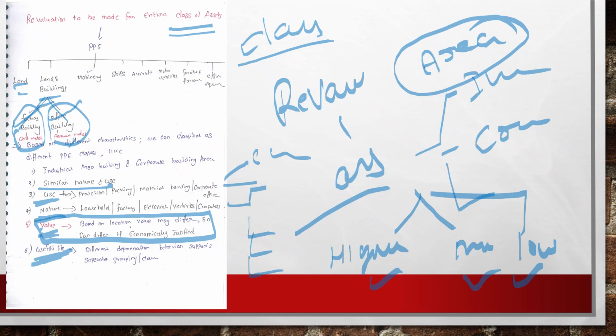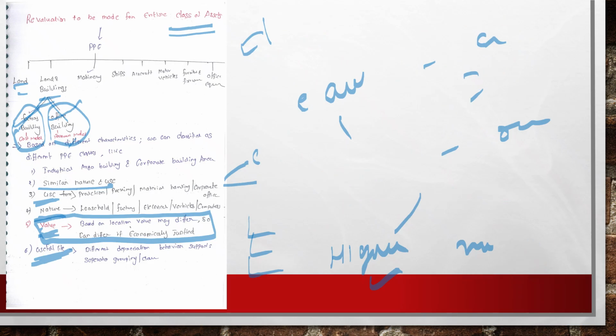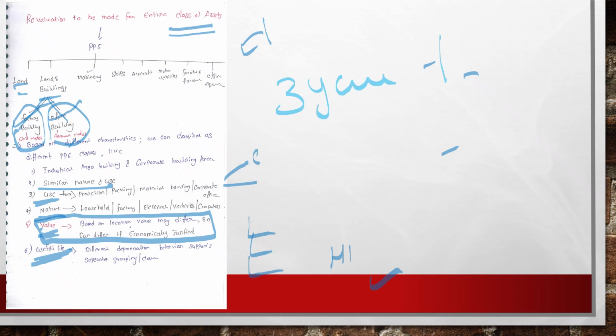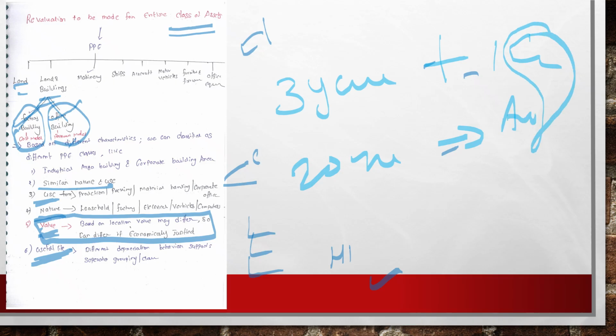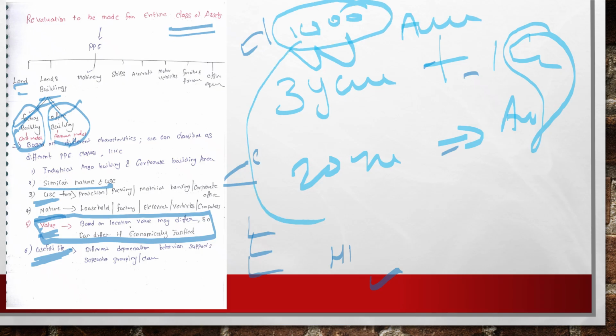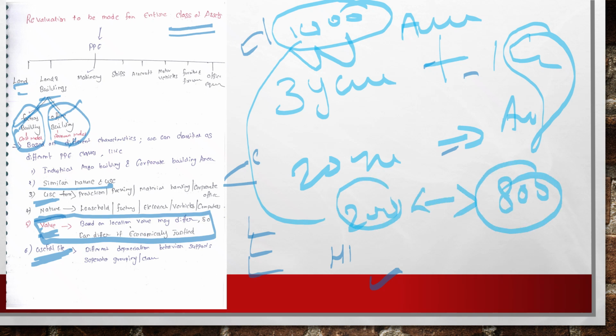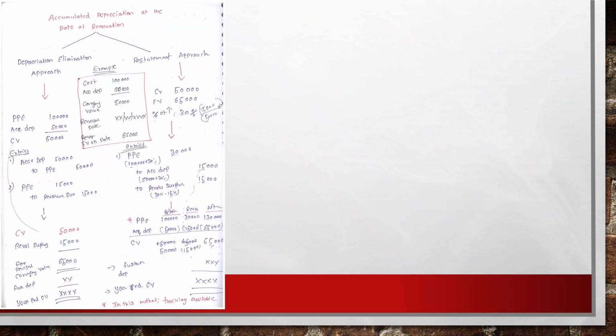Few assets have a useful life of 20 years and few assets a useful life of 3 years. In those cases you should select 3-year useful lives as one class and 20-year useful lives as another class. Once you select any asset in the 3-year useful life class, you may have thousands of assets. If you want to revalue 200 assets, then you have to revalue another 800 assets in the same class. So class wise, the entire class we have to revalue. I hope you understand this.